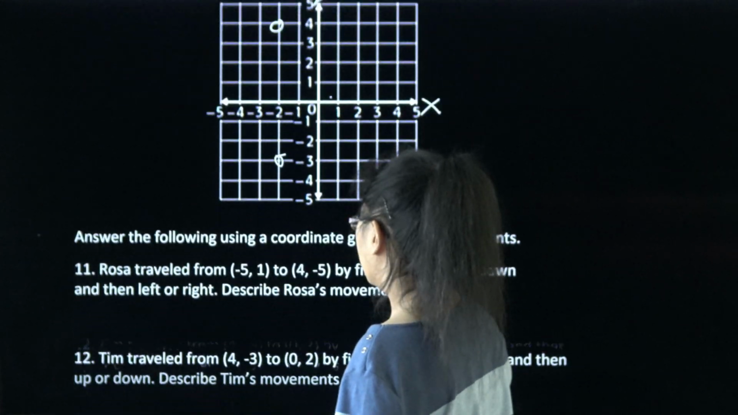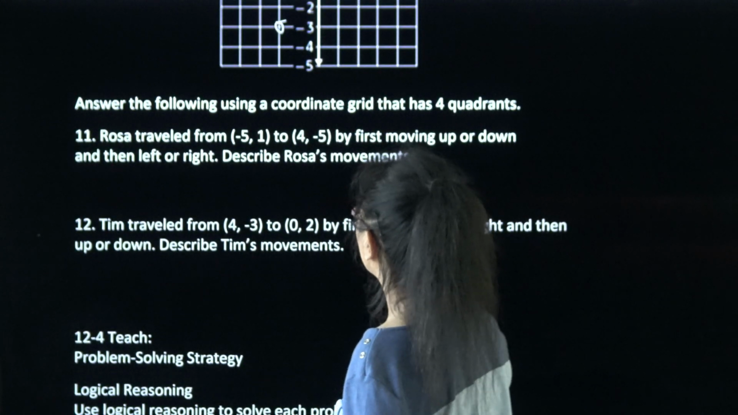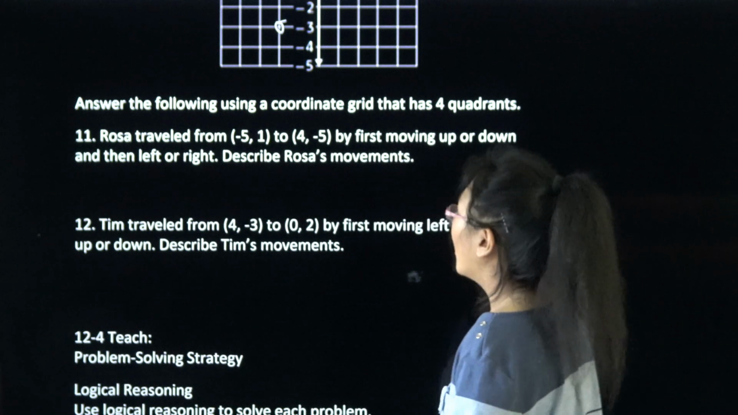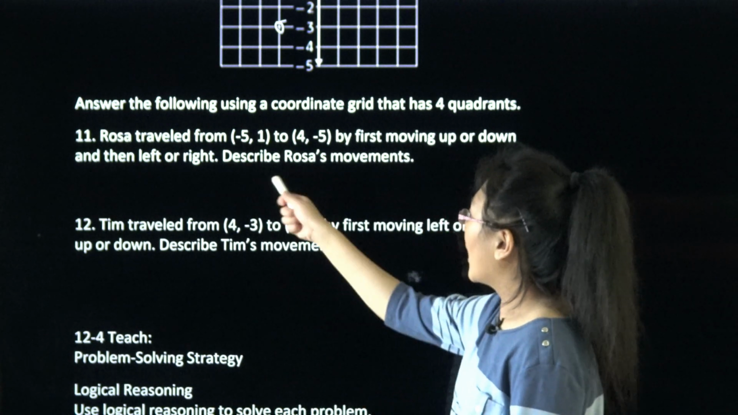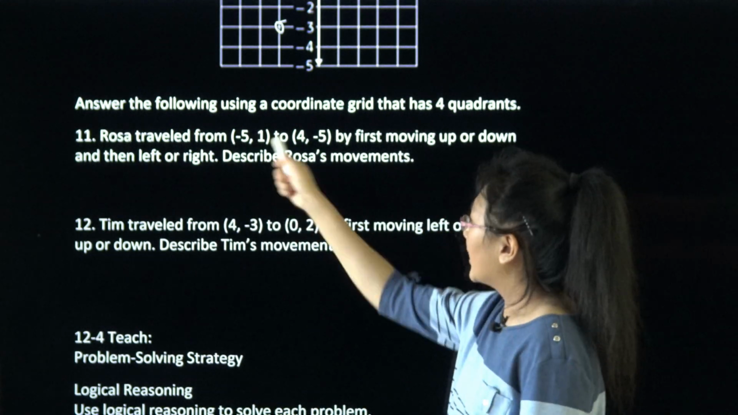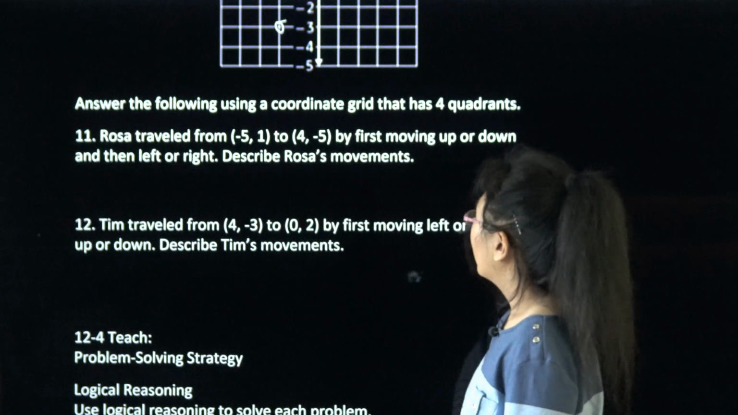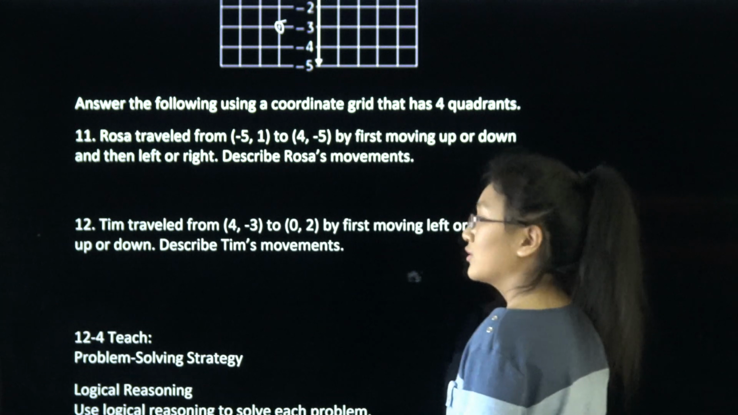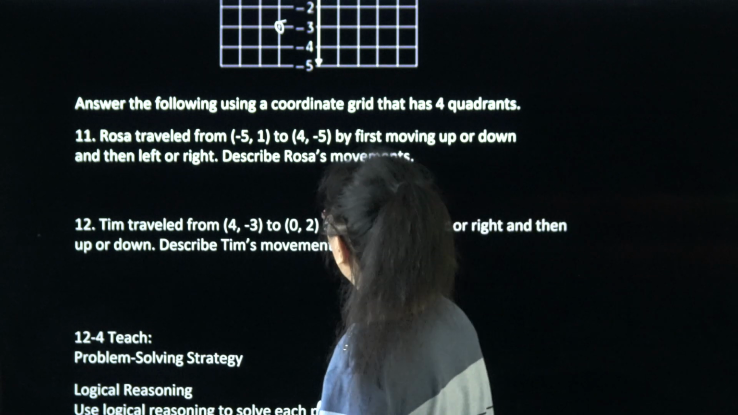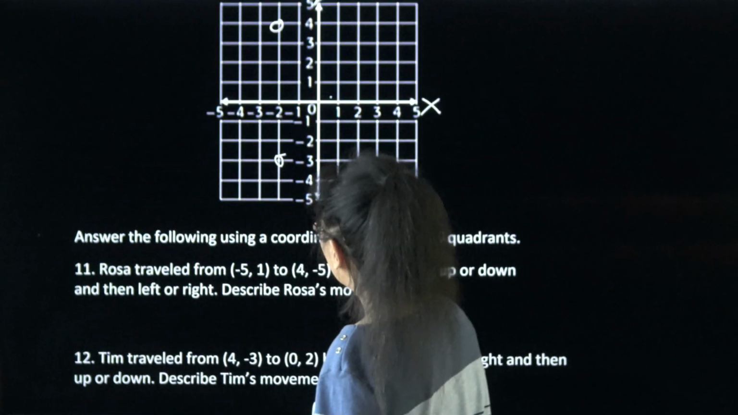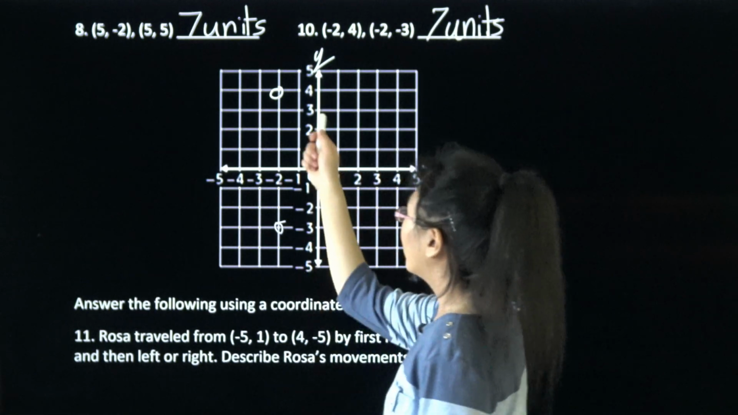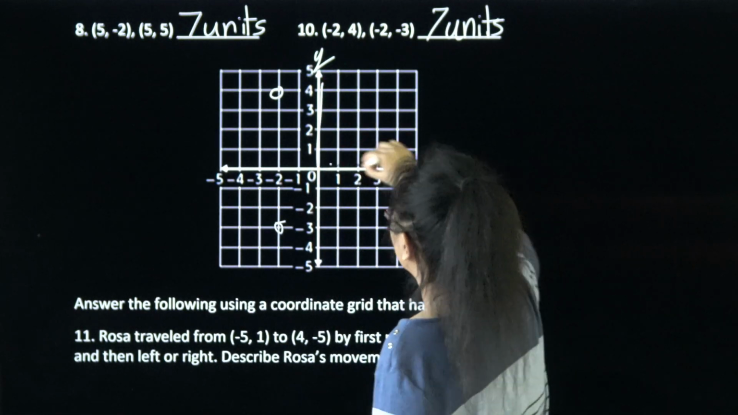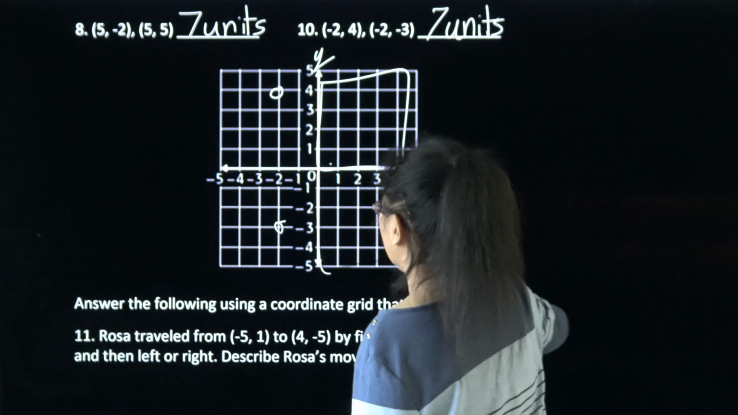Now, answer the following using a coordinate grid that has 4 quadrants. Rose traveled from negative 5, 1 to 4, negative 5 by first moving up or down and then left or right. Describe hers as movements. So we already have a coordinate grid that has 4 quadrants. Now, each one of these is a quadrant.